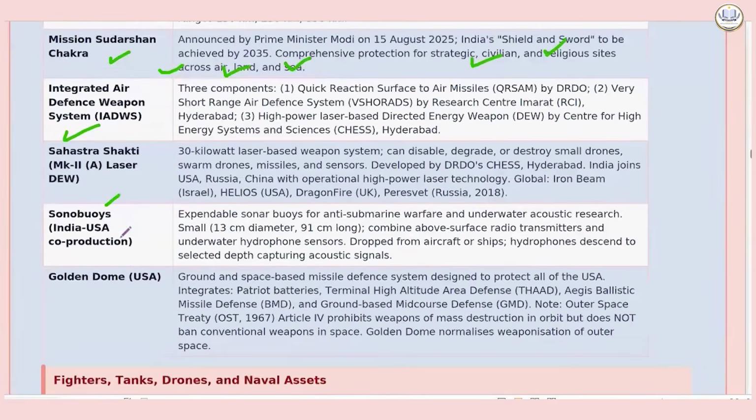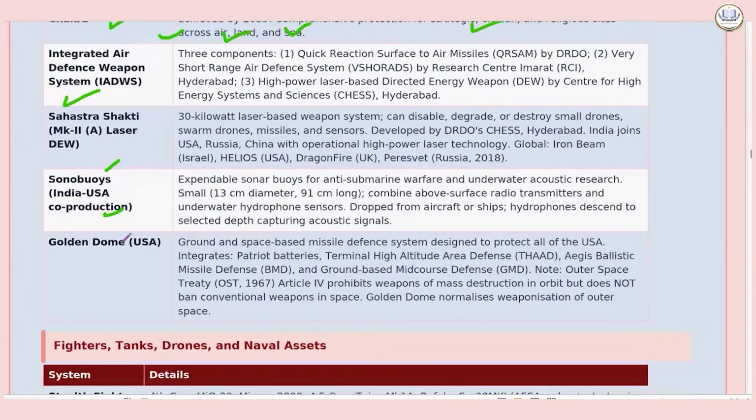Then we have Sonobuoys, an India-USA co-production. These are expendable sonar buoys for anti-submarine warfare and underwater acoustic research. Size is 13 centimeters in diameter and 91 centimeters long. They combine above-surface radio transmitters and underwater hydrophone sensors. Dropped from aircraft or ships, the hydrophone descends to a selected depth, capturing acoustic signals.